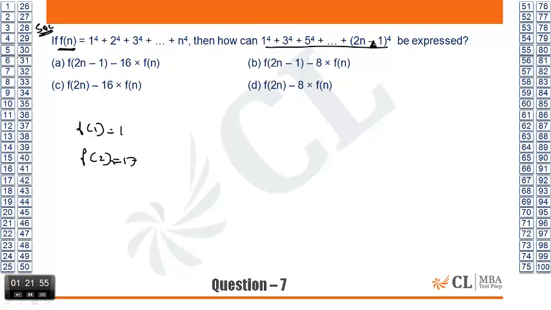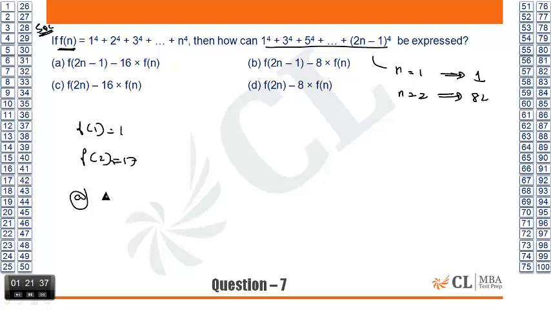So for n equal to 1, I should get the answer 1. And when n equal to 2, I should get 3 raised to 4, which is 9 square, 81, plus 1, 82. Wait, I should get 82. Let's look at this. So when n equal to 1, I should get 1. Let's try option A.